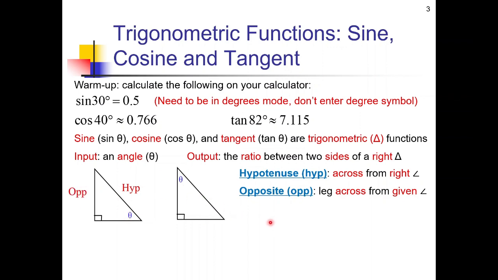And then we also have a way of talking about that third side. We call that the adjacent side, ADJ for short. This is the leg touching your given angle. So we have 2 legs on this angle.